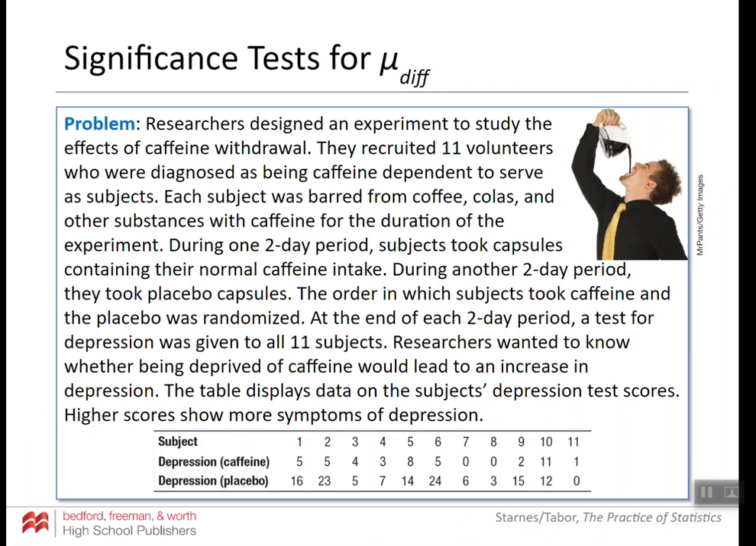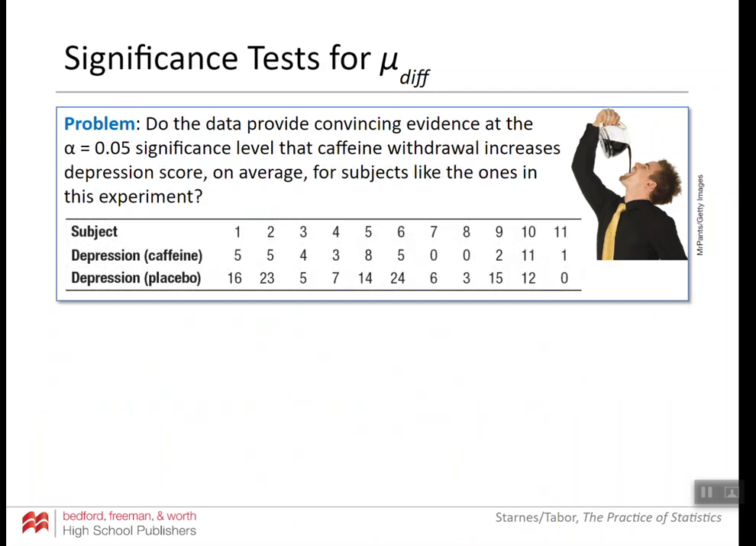At the end of the 2-day period, a test for depression was given to all 11 subjects. Researchers wanted to know whether being deprived of caffeine would lead to an increase in depression. The table displays data on the subjects' depression test scores. Higher scores show more symptoms of depression. So, question is, do the data provide convincing evidence at the alpha equals 0.05 significance level that caffeine withdrawal increases depression score on average for subjects like the ones in the experiment?